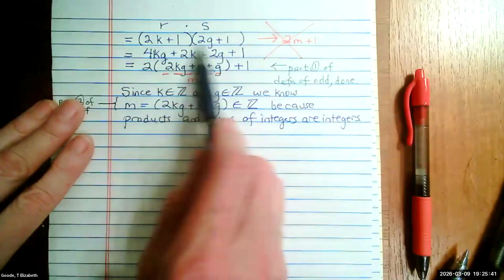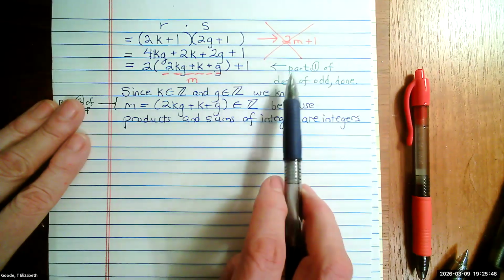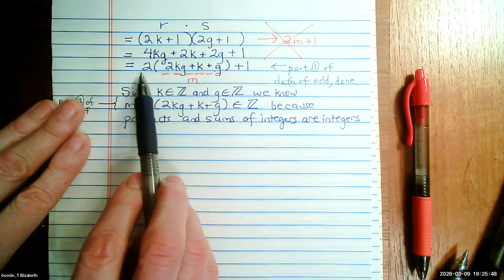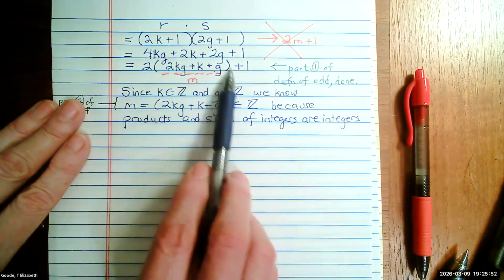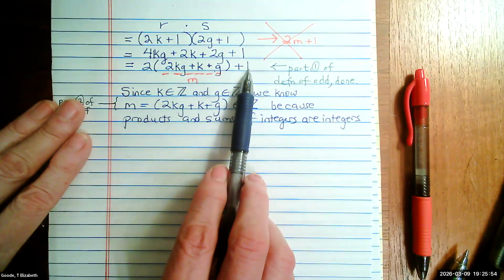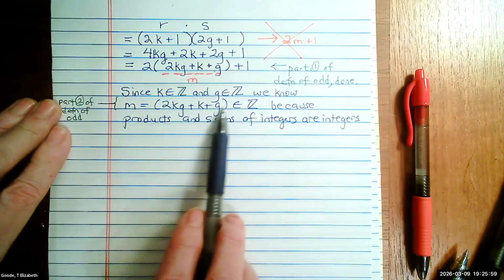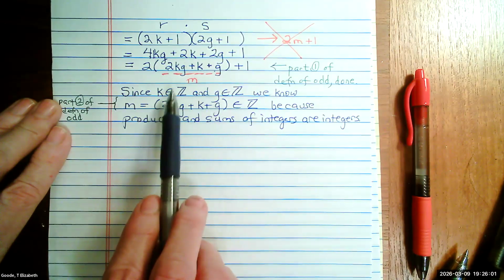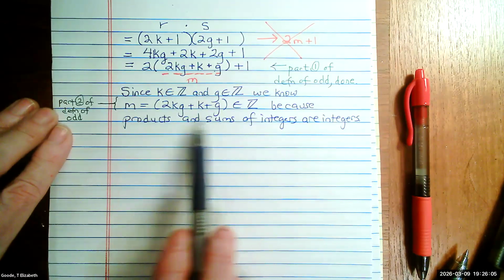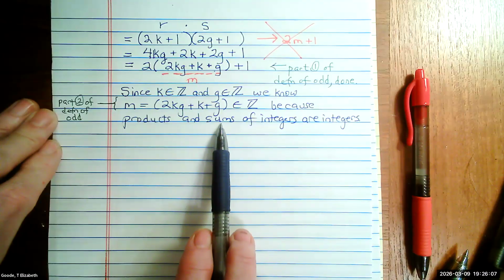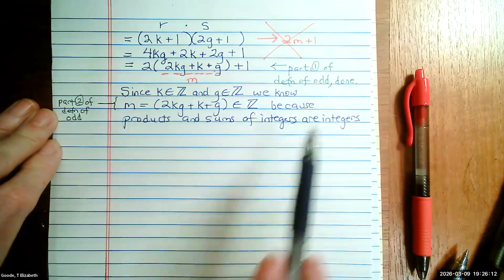So here we've done the algebra and we have satisfied part one of the definition of odd by getting R times S to look like 2 times something plus 1. And then we dealt with that M, which is our something, and we have shown M is an integer by using these nice properties that we don't have to prove, but that we can assume, that products and sums of integers are integers.